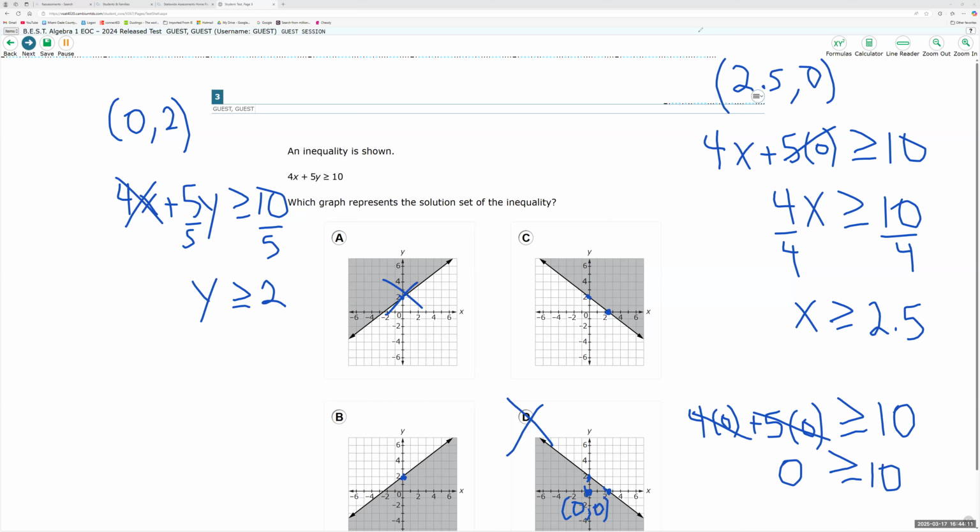The answer has to be C, but what I was saying is that because it says greater than, from the get-go right here, I know that I need to shade above the line. And because it has the equal, greater than or equal to, I know it has to be a solid line, not a dotted line. But in this case, all lines are solid, so that wasn't the issue. The issue was which way to shade. Greater than, you shade above the line. Less than, you shade under. So that's why this one didn't work. This was not true. 0 is not greater than or equal to 10.